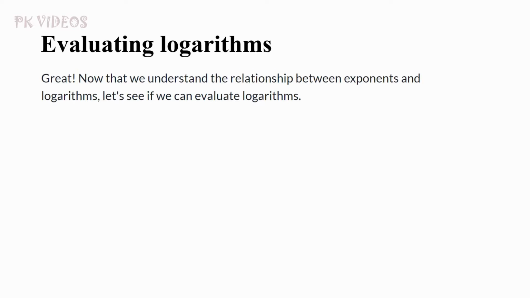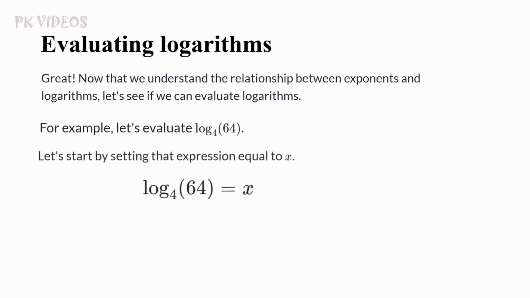Now that we understand the relationship between exponents and the logarithm, let's see if we can evaluate logarithms. For example, let's evaluate log 64 to the base 4. Let's start by setting that expression equal to x. Here, log 64 to the base 4 is equal to x. We can express this in exponential form as 4 to the power x is equal to 64.